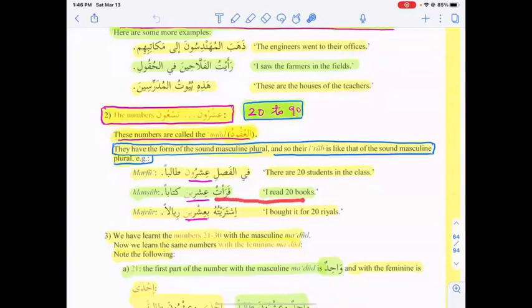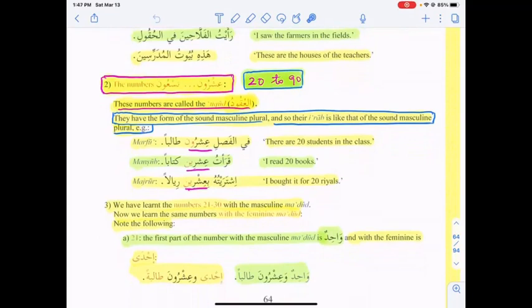Now, karatu, this is definitely jumla failure. I read. What did you read? Ishrina, mafulun bihi. Kitaban, same tamiz. Now here, I bought. Ishtaraytuhu, I bought it. Bi-ishrina riyalan, I bought it for 20 riyals. B is harf jar, ishreen became majroor, and riyalan is tamiz. So this is also majroor, bi-ishrina. Ishrina wa bi-ishrina.